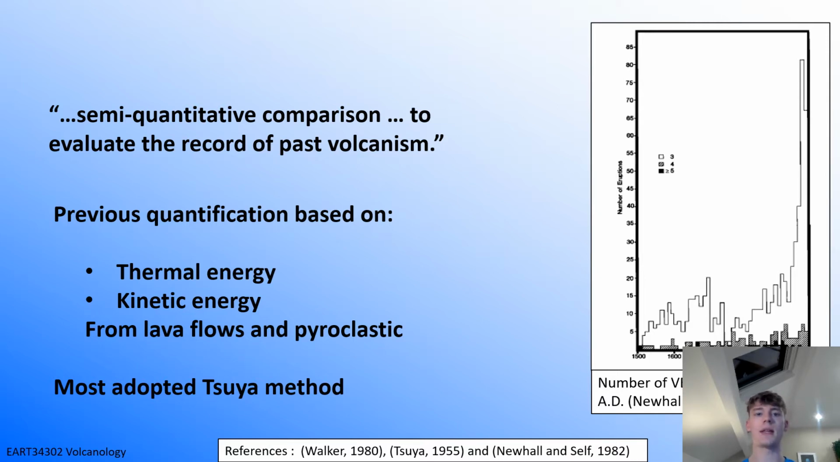In 1980, Walker designed a scheme that was based on 5 key factors: magnitude, intensity, dispersive power, violence, and destructive potential. Most ended up adopting a variation of this method created by Tsuya in 1955.